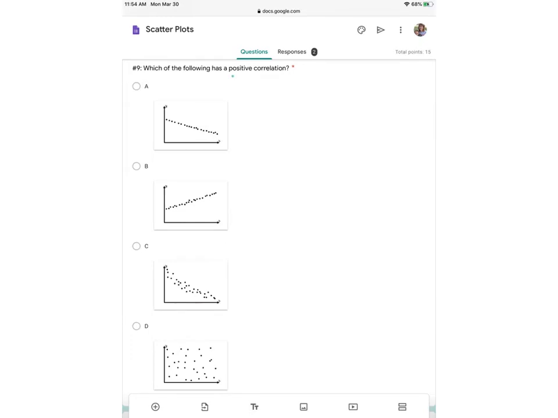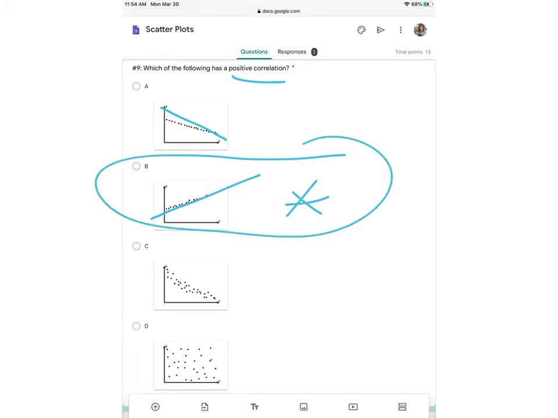Which of the following has a positive correlation? Well, this one's going down, so that's negative. This one's increasing, so this one is positive. This one curves down, so that's negative, and this is no correlation. So the answer to this one would be B.